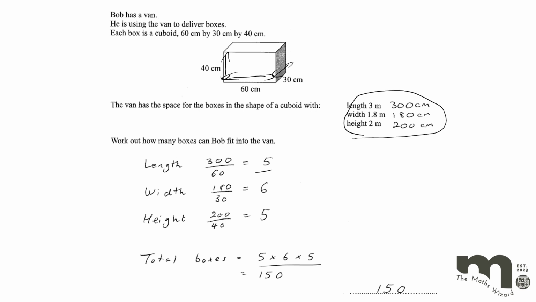You could have done this another way. You could have turned the measurements for the boxes into meters if you want to. So you would have had 0.4 meters, 0.6 meters and 0.3 meters, and then you could have used those numbers to do your divides as well. But it doesn't matter which way you've done it as long as you get to 150.